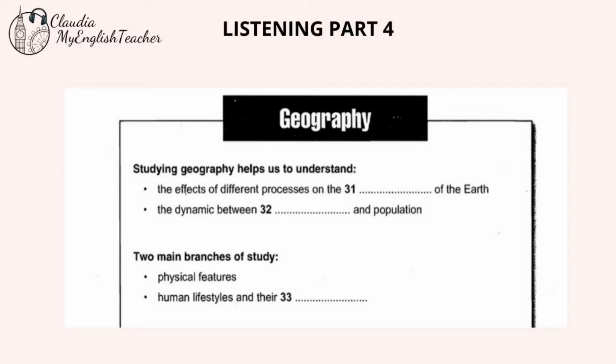Because those words that come before and after will help you figure out what kind of word you need in the gap. So, for example, in this case, we've got the effects of different processes on the gap of the earth. Now, what kind of words do you think you'll need there? And I mean grammatically. I'm not telling you that you need to guess the word. Just grammatically, what kind of word do you think goes there?